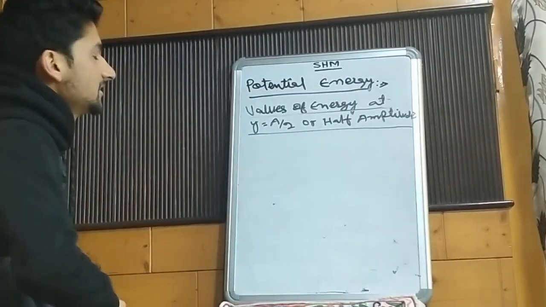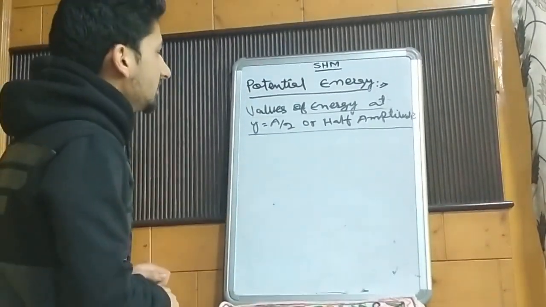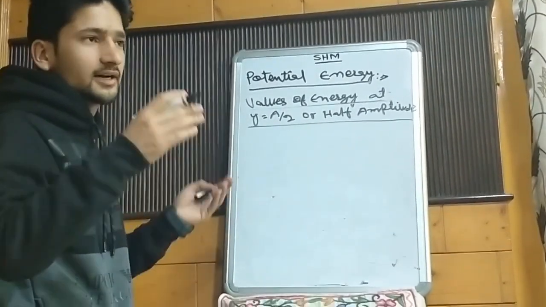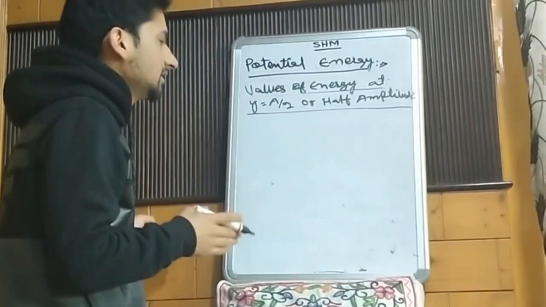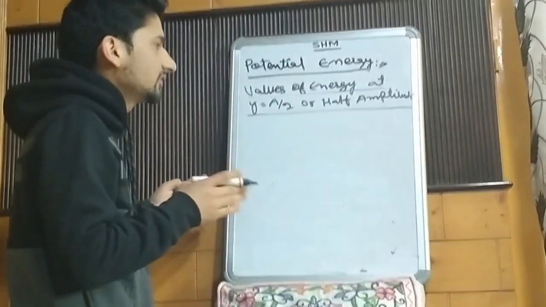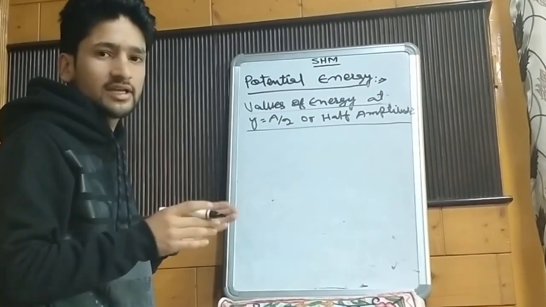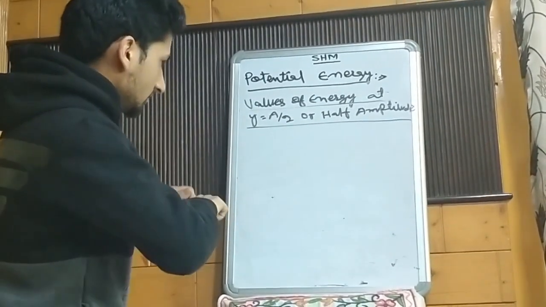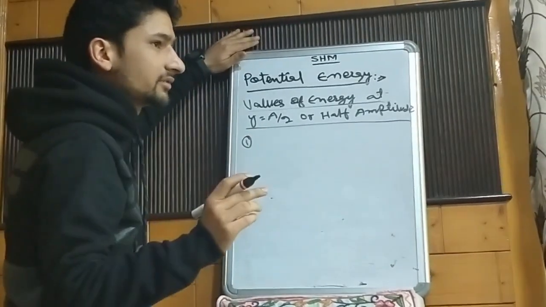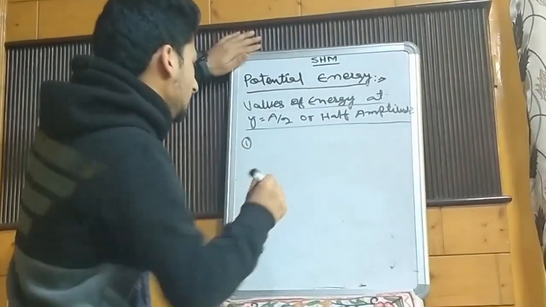Now let's try to calculate the values of energy at y equal to a by 2, or we can say, what's the value of kinetic energy at half amplitude and what's the value of potential energy at half amplitude? What are the values of the energy at y equal to a by 2? First we will find the value of kinetic energy at half amplitude.